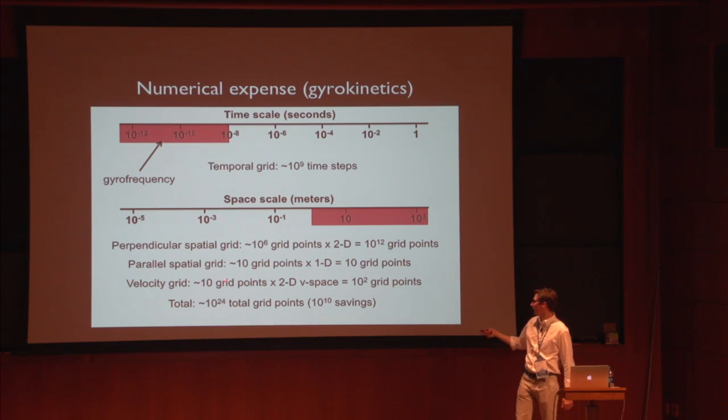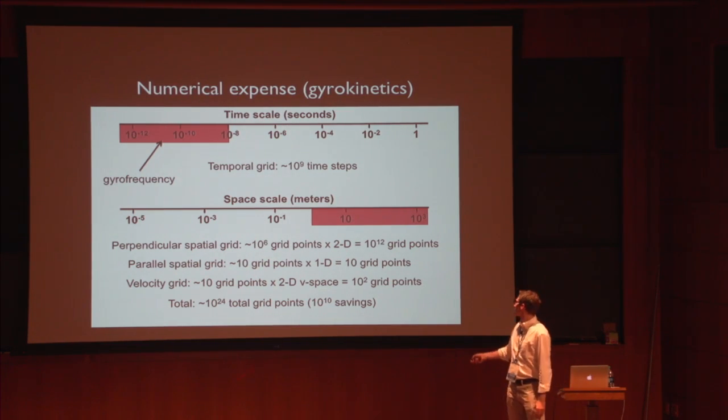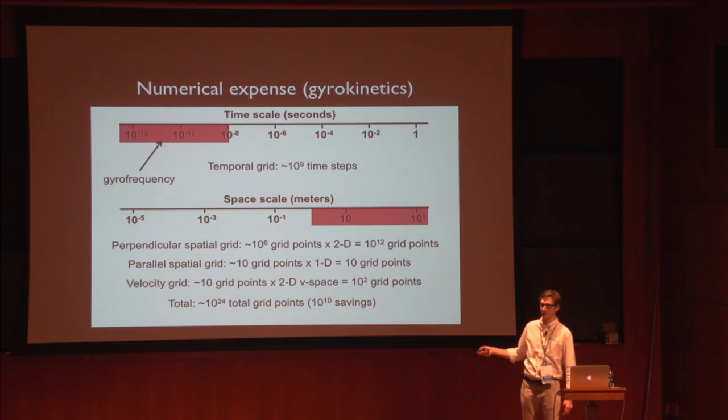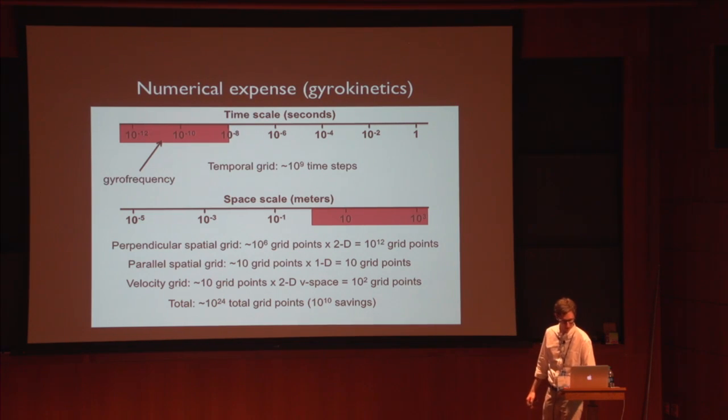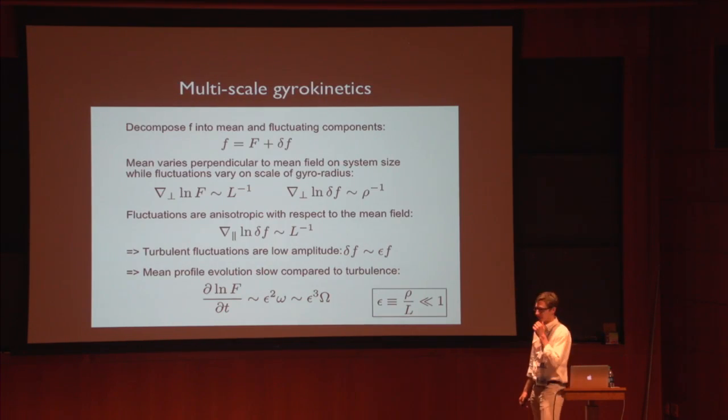And so when I take that into account, in addition to eliminating the gyro frequency and the gyro angle, I find that I save a factor of about 10 to the 10 in the number of grid points required for my simulation. So now I'm down to 10 to the 24 grid points, which is still very large, but it's much better than we were looking at a minute ago. But we can do even a bit better than this.